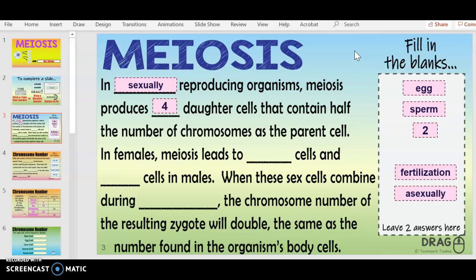All right, in females, meiosis leads to what kind of cells? Hopefully you can figure that one out. And another kind of cell in males. Well, these sex cells combine during, well, you only got a couple options here. It's either fertilization or asexually, and only one of them makes sense. So finish that up on your own.